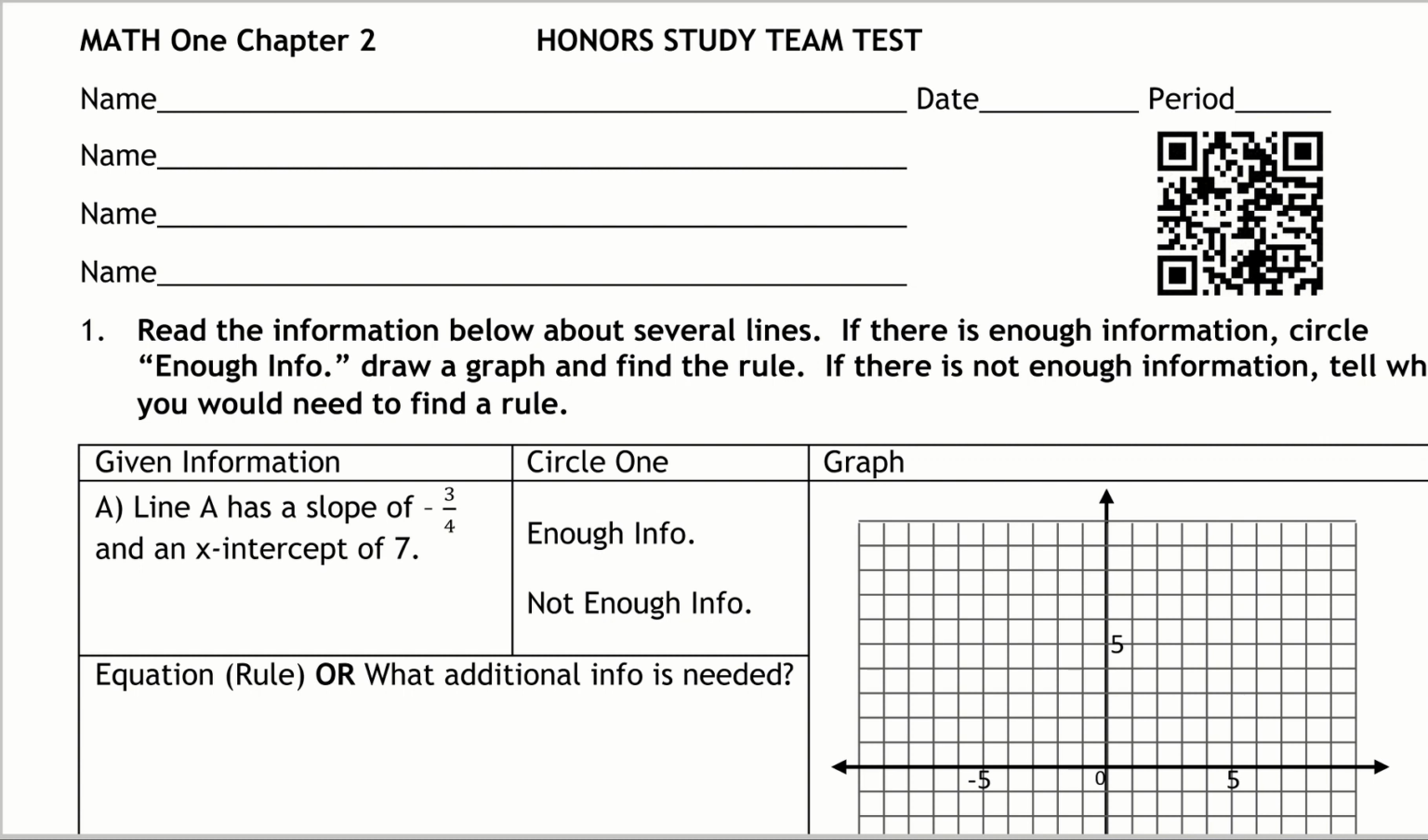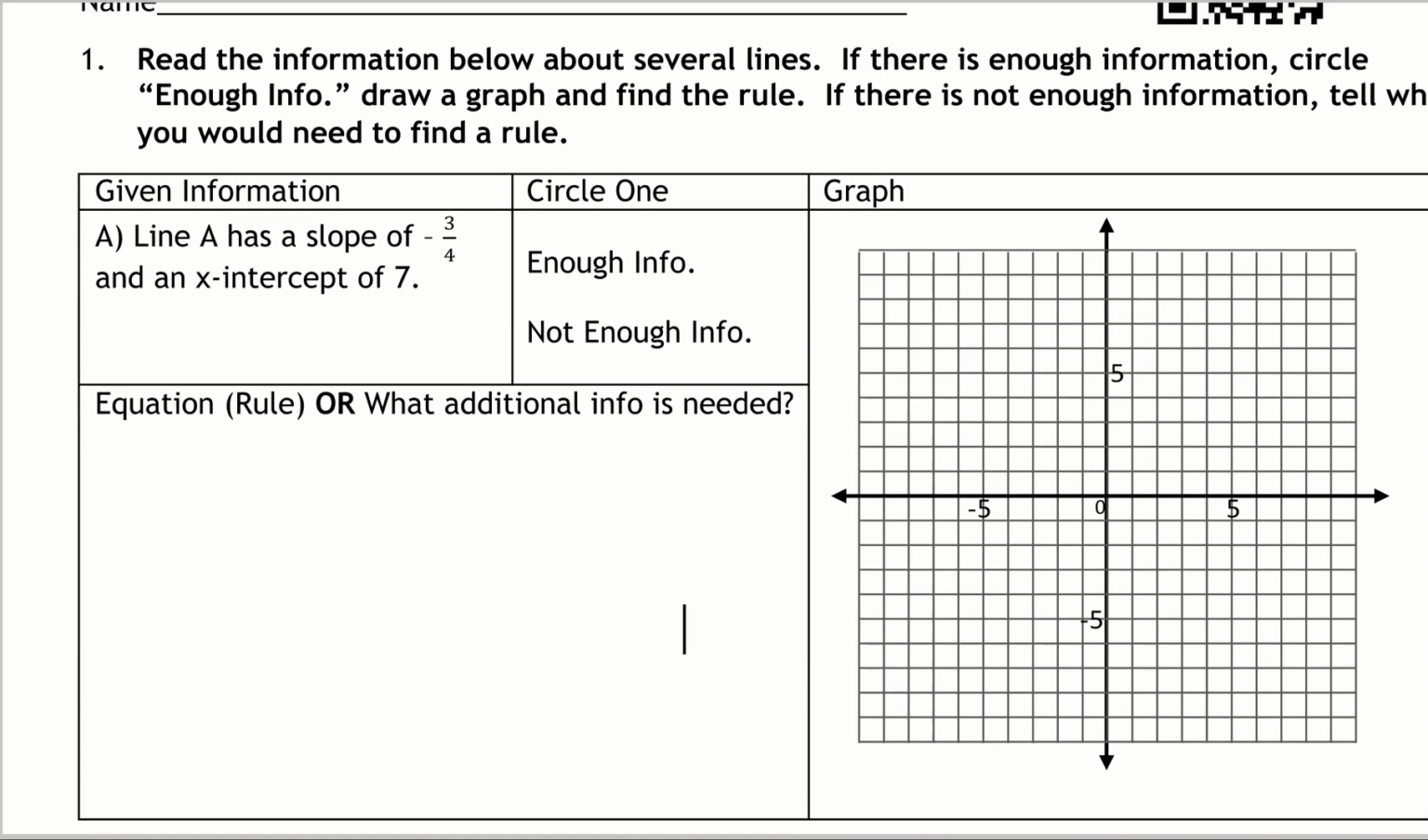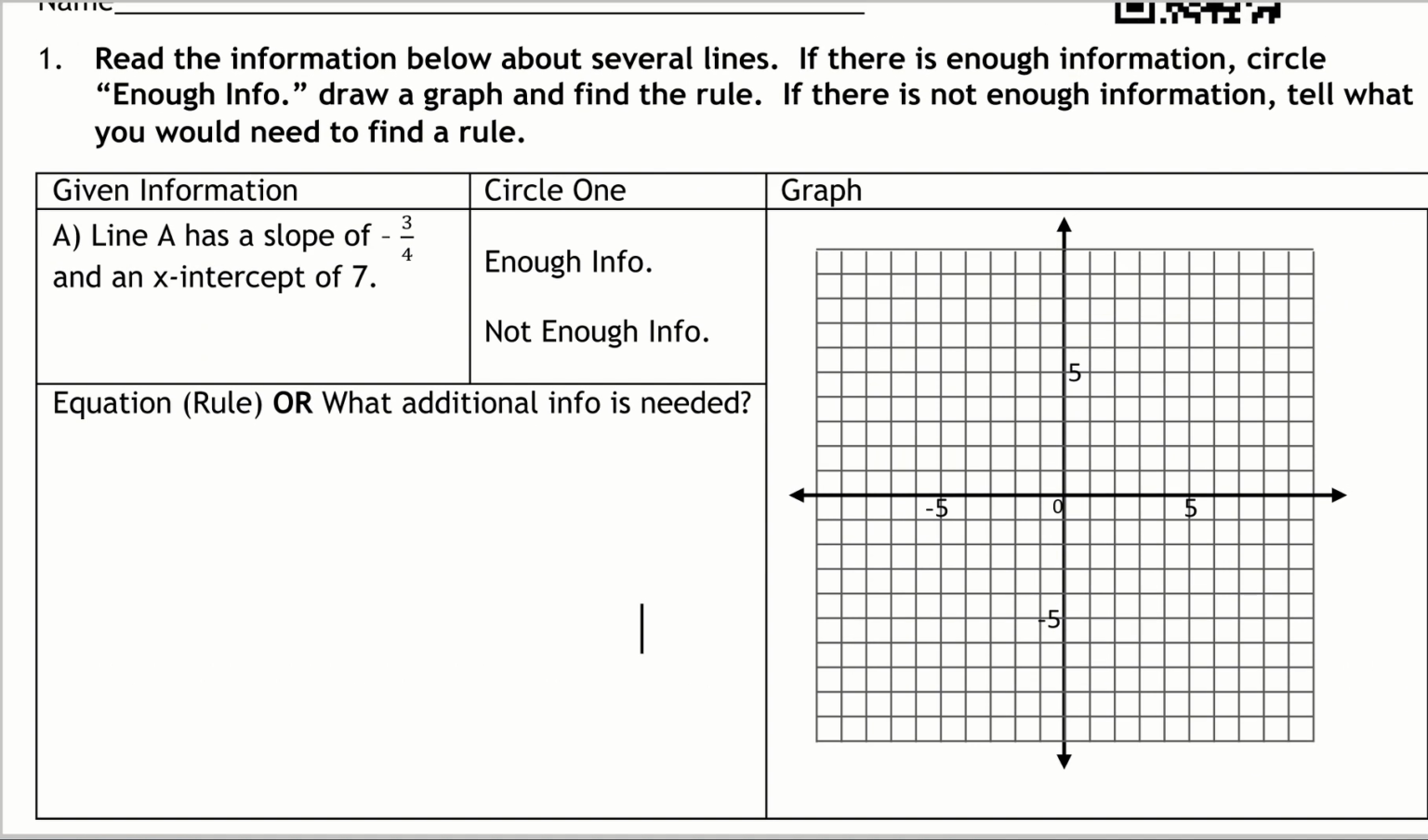The first series of questions, the directions said, read the information below about several lines. If there is enough information, circle enough info. Draw a graph and find a rule, the equation or the rule. If there's not enough information to determine a unique line, and I'll editorialize here, tell what you would need to know. Tell what you would need to find a rule. So we'll start with the first one.